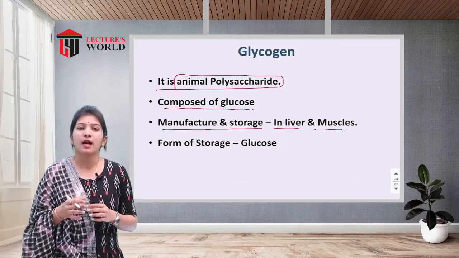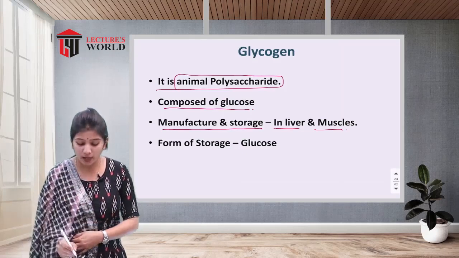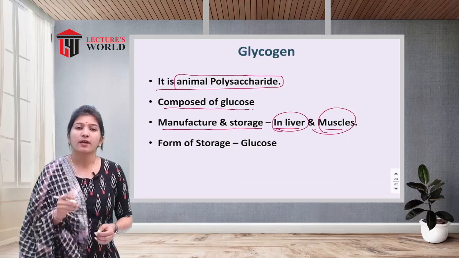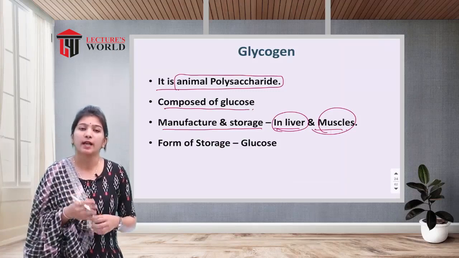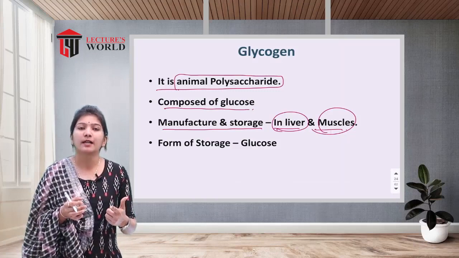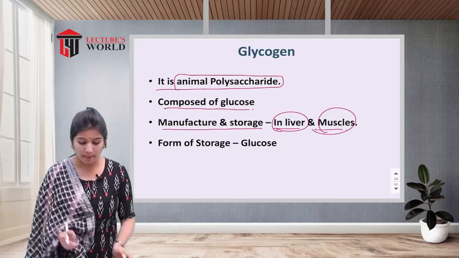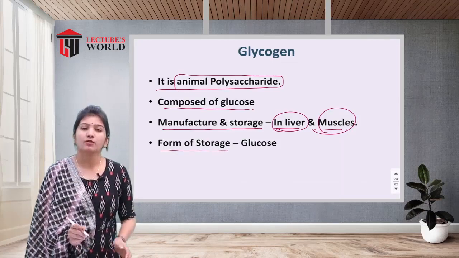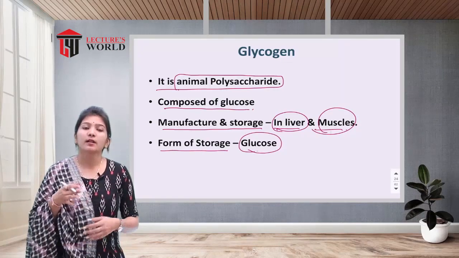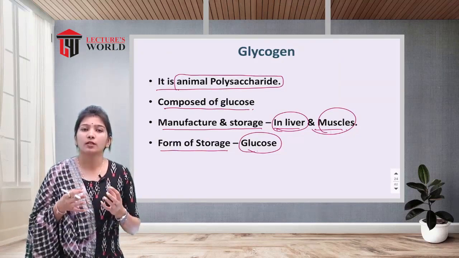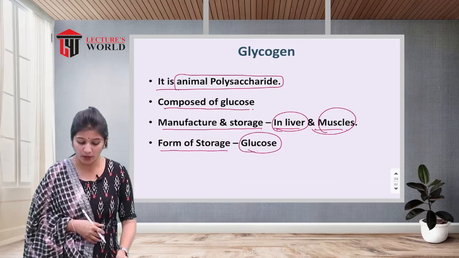These two hormones convert glucose into glycogen, and the excess glycogen is stored in the liver and the muscles. Whenever our body requires energy, when there is a deficiency of energy, glycogen is converted back into glucose, and that glucose provides energy to our body for normal functioning. So glycogen is the form of storage, and it provides a constant supply of energy to our body.